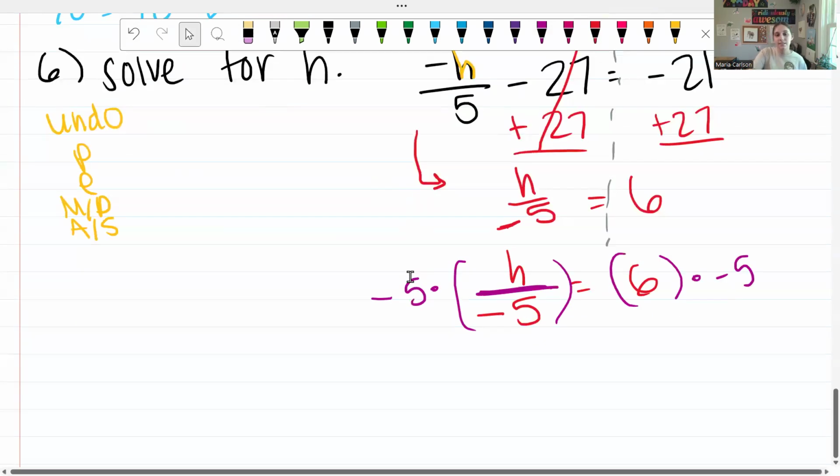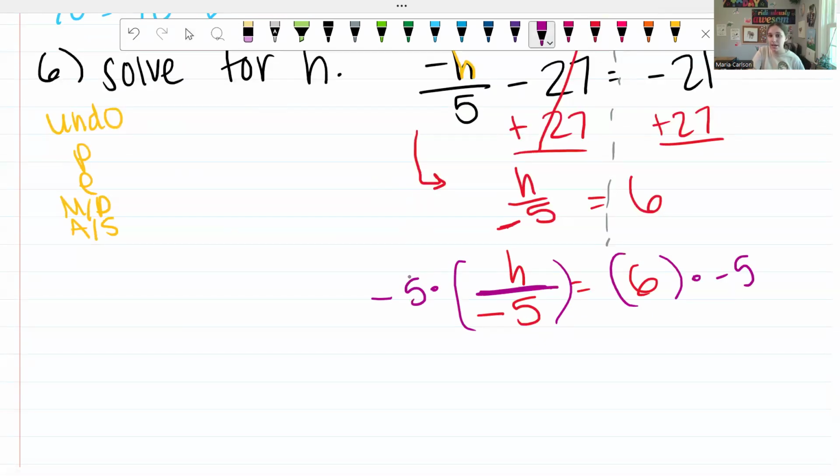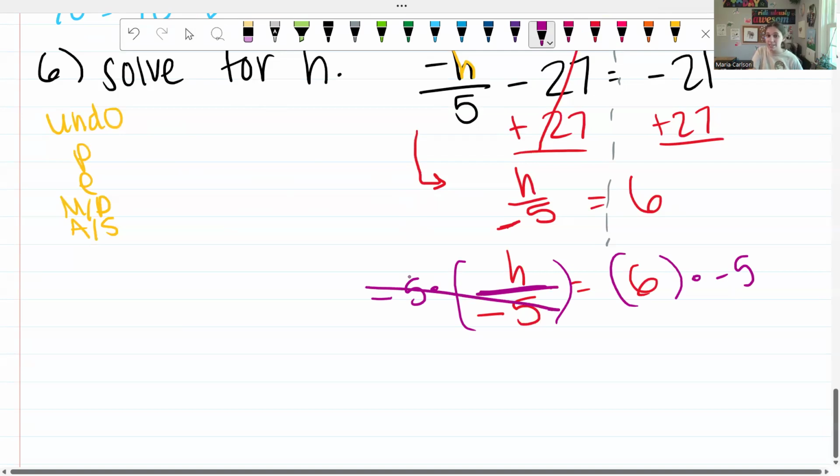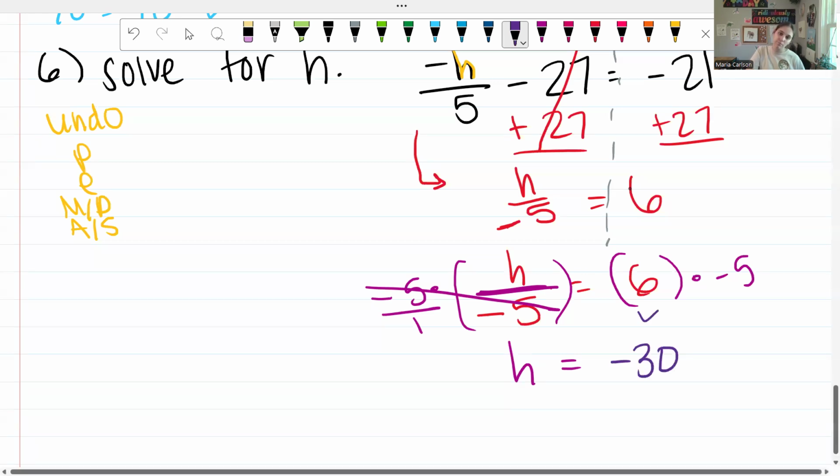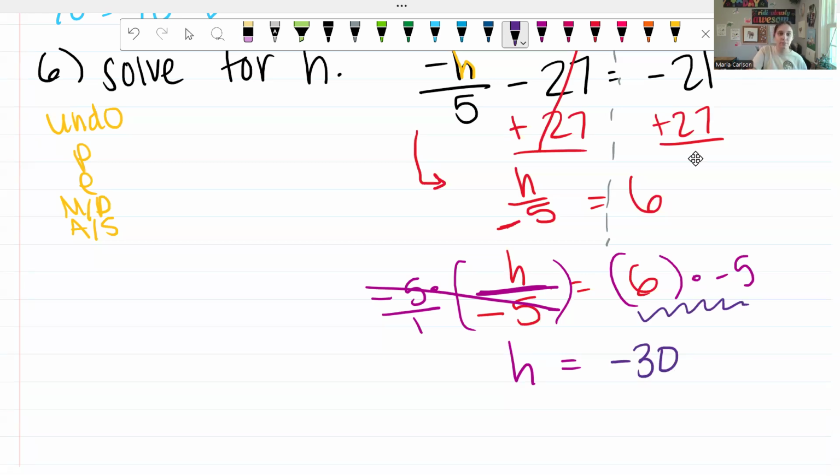On the left-hand side, the negative 5 on the outside and the negative 5 in the denominator just cancel, because this is like negative 5 in a numerator over 1, and they're being multiplied, so they cancel, leaving us with just h is equal to 6 times negative 5, which is negative 30. And then I can check my work.